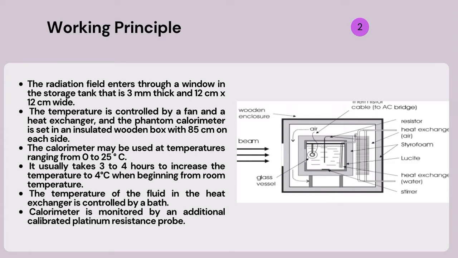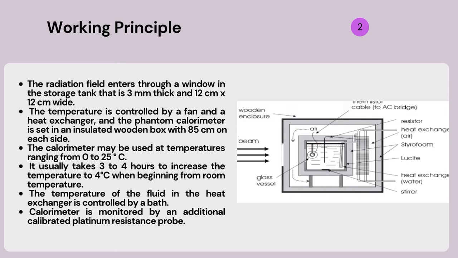The water tank cover contains many holes through which platinum resistance probes are placed to monitor the temperature of the water. The cover also guarantees that the water surface has a free-flowing air gap. The radiation field enters through a window in the storage tank that is 3 mm thick and 12 cm by 12 cm wide. The windows are insulated with 5 cm thick polystyrene panels that can be removed.